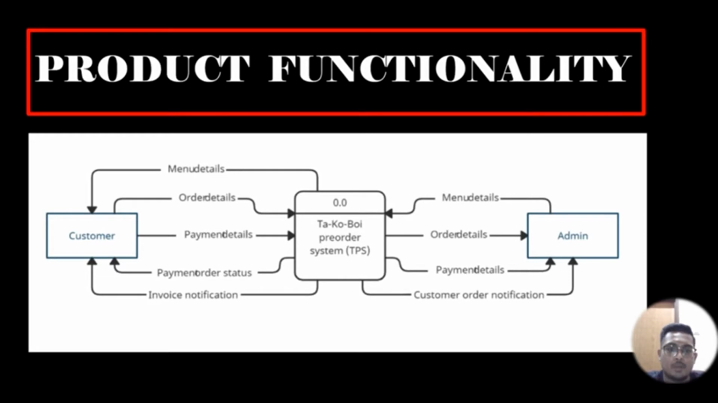While for the admin part, the admin can change the menu details in the system. The system will also provide the order details, payment details, and also the customer order notification to the admin in order for the staff to make the food on time.